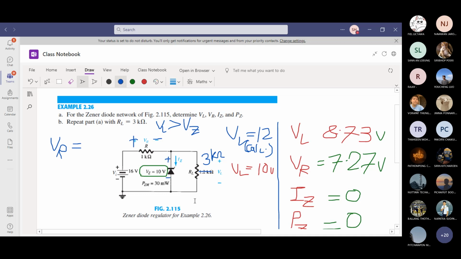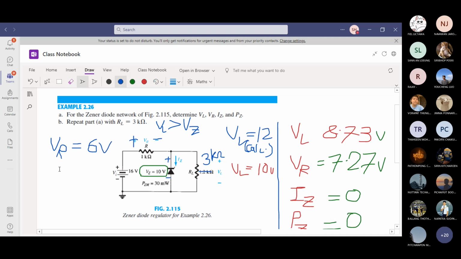I'm gonna move on to the next student, Mr. Kitsanapong. Yes, teacher. What is VR? Sorry, I still don't understand it yet. VR, look at the loop. VI minus VR minus VL equals 0. You already established VL is 10, VI is 16, so VR has to be 6 volts. The total voltage in the loop is 0.